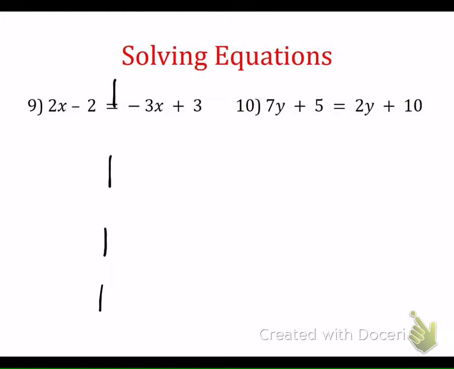So, do we want to move the 2x or the negative 3x? You could do it either way. I would probably move the negative 3x because then our answer is going to be positive. Because how do you undo a negative? Move the negative. Okay, if I move the negative, I'm going to add 3x. If you did it the other way, you don't need to erase. Just double check that your answer is the same as ours when you get done.